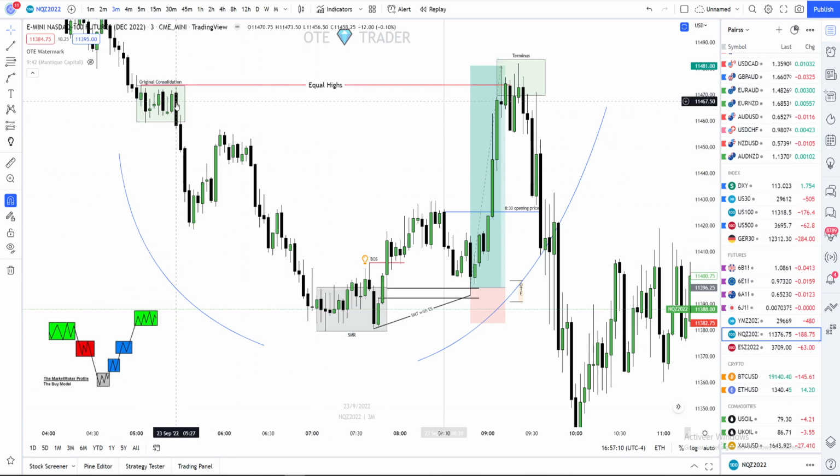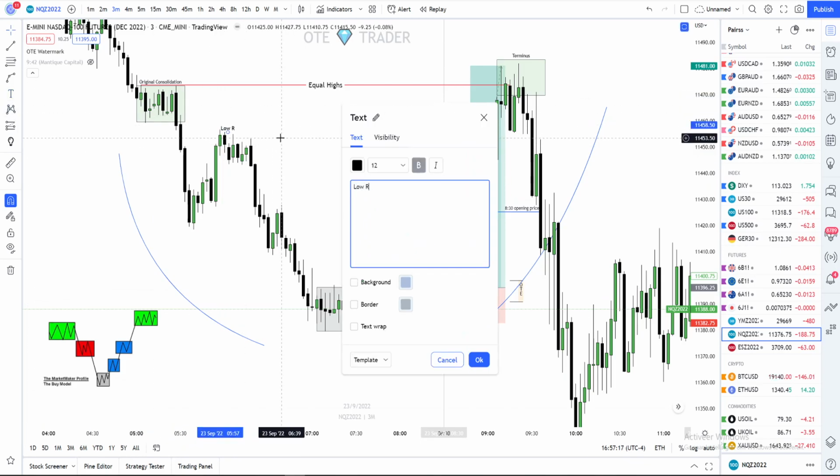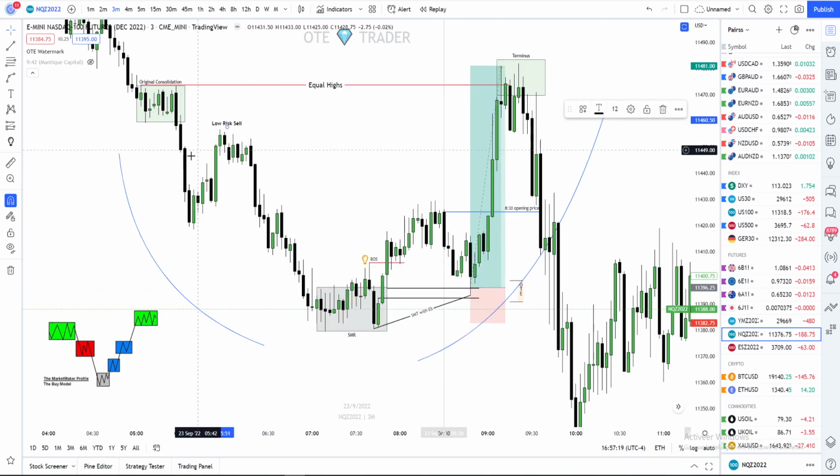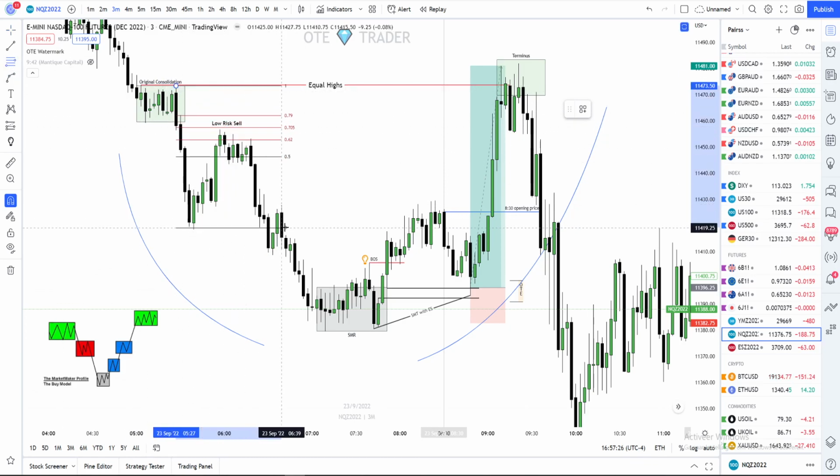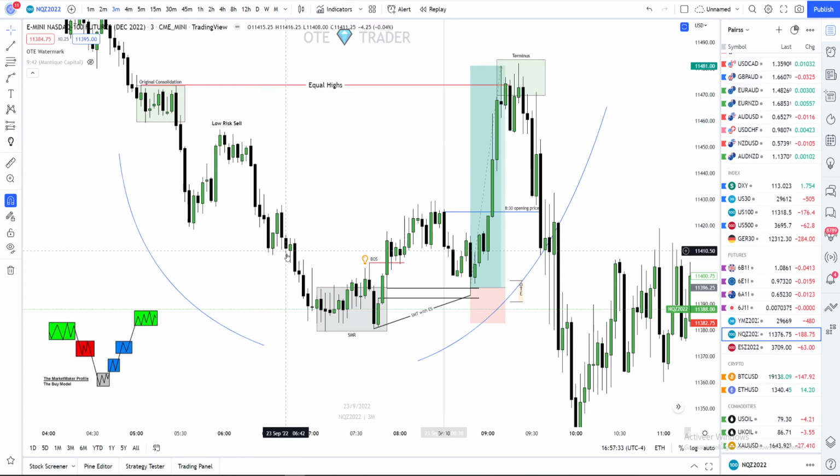We had an original consolidation, then an impulse move away. Right here we have the low risk sell, a return back into that original consolidation or at OTE levels. If you take your Fibonacci like this, you can see it going back into premium and fair value, OTE levels, then expanding away, a small redistribution over here, and then eventually the smart money reversal, break of structure, leaving a 3-minute fair value gap behind.